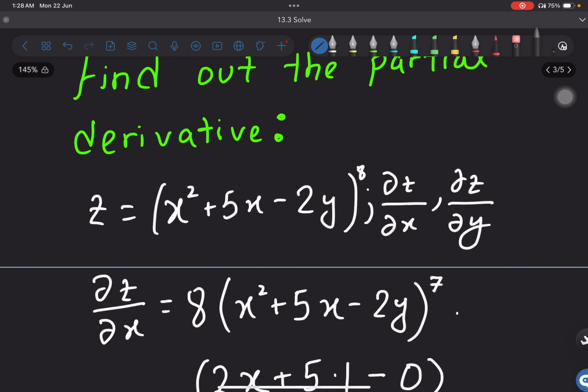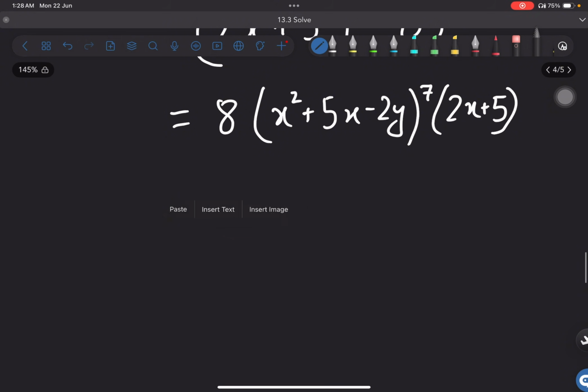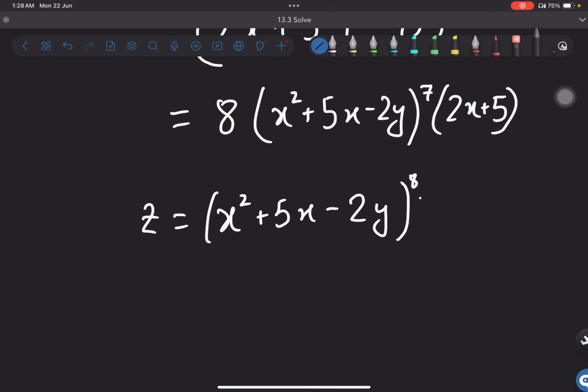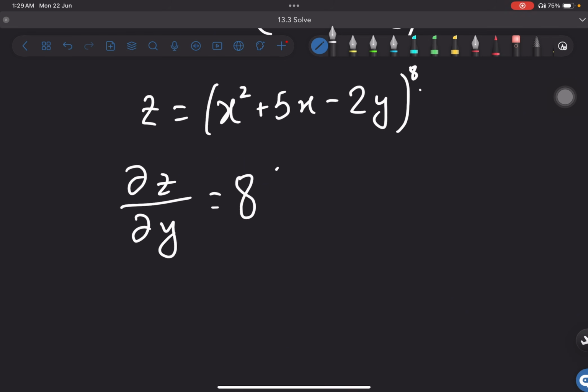Now we also need to do del z by del y. So let me just copy this and bring it down. Okay. Now we need to do del z by del y. And how do we do that? Same thing. 8 comes in the front. We write the entire function as it is, and then the power of the function decreases by 1, into, we differentiate whatever is inside of that function.